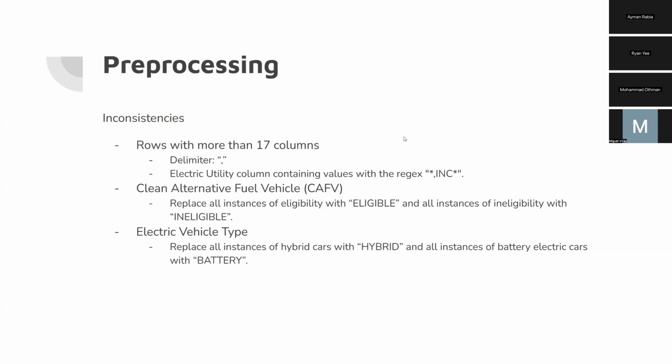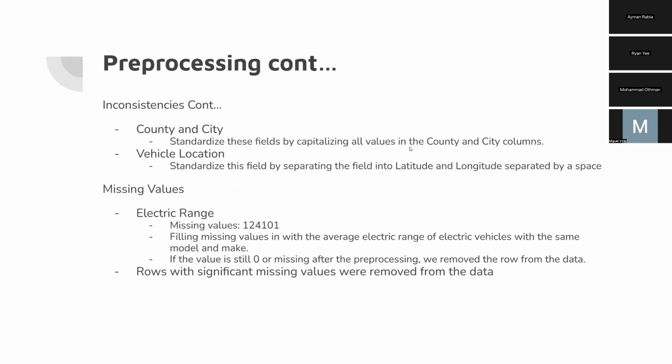For electric vehicle type, we standardized this one by labeling them hybrid for hybrid cars and battery for battery electric cars. Next. In addition, to standardize county and city, we capitalized all these fields so they would all be standardized. And for vehicle location, we separated the field into latitude and longitude.